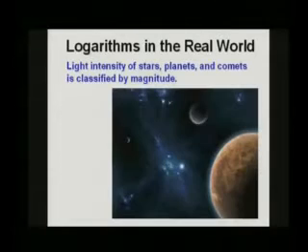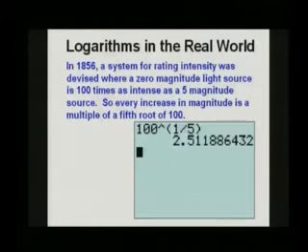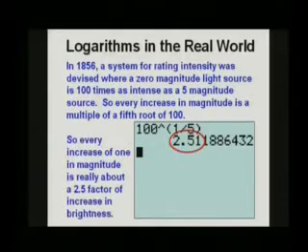Now, the light intensity of stars, planets, and comets is classified by magnitude. In 1856, a system for rating intensity was devised where a 0 magnitude light source is 100 times as intense as a 5 magnitude source. So every increase in magnitude is a multiple of the fifth root of 100. And here we see that every increase of 1 in magnitude is really about a 2.5 factor of increase in brightness. Logarithmic functions are used to calculate ages by radioactive dating.